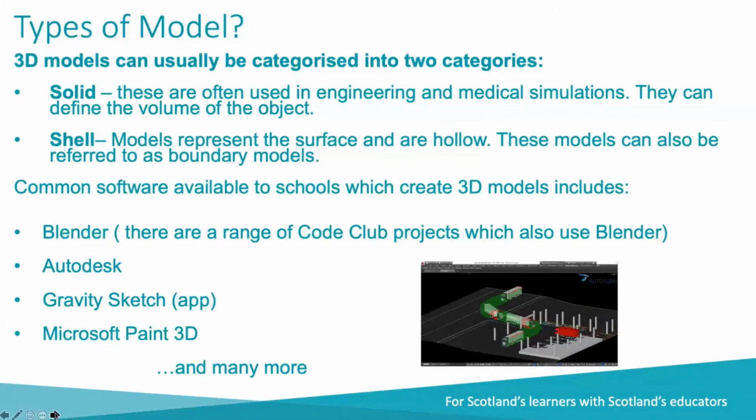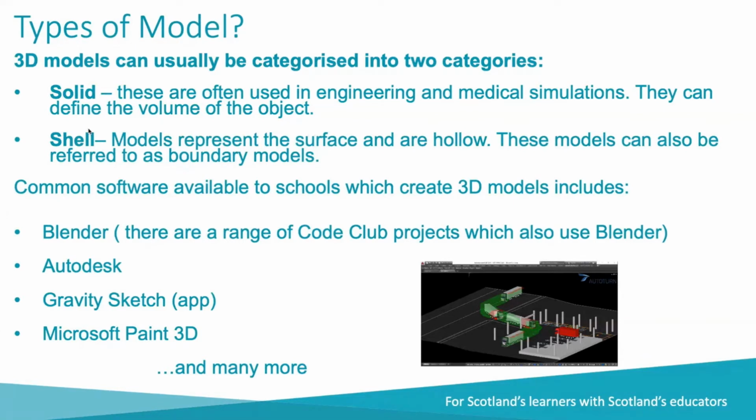So there are two main types of models. We're going to look at shell, the second of these, but the two types are solid. A solid one lets you see the entire infrastructure within something. So for example, medical simulations use that, so you can see the heart beating and you can see the blood flowing and things like that.